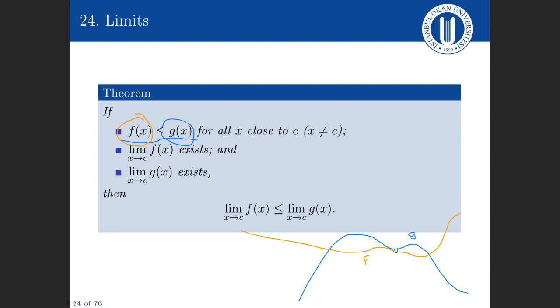Over on the left, we don't care what happens. It doesn't matter which function is bigger over on the left. It doesn't matter which function is bigger only on the right. All we care about is what happens close to c. So let's suppose f is less than or equal to g, close to c. And let's suppose that the two limits as x tends to c exist. Then we know that the limit as x tends to c of f of x must be less than or equal to the limit as x tends to c of g of x. The limit of the smaller function is smaller than the limit of the bigger function.